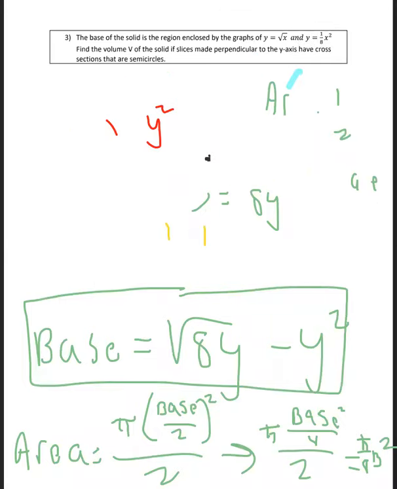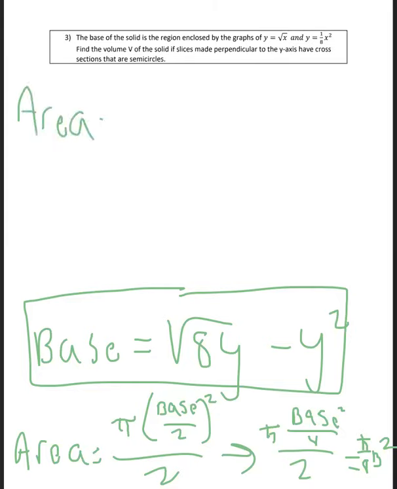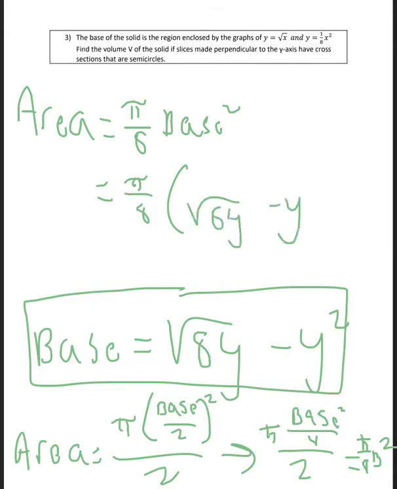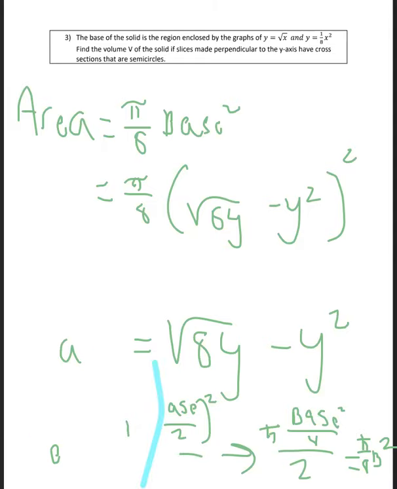So after all that manipulation, I got the formula for the area of a semicircle, and let me know if I lose one of you. Just make sure that I'm not confusing you guys. Pi over 8 base squared. It's pi over 8. The base is radical 8y minus y squared. And yeah, all we have to do is square that. So I'm gonna erase this now.